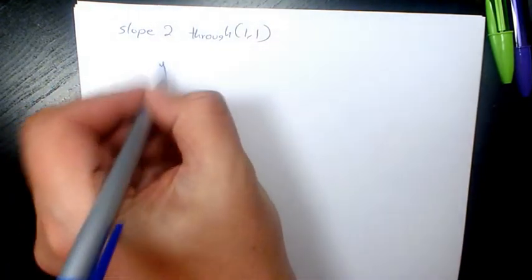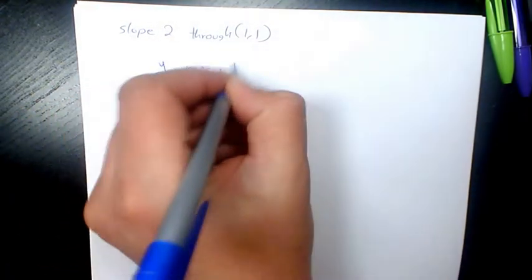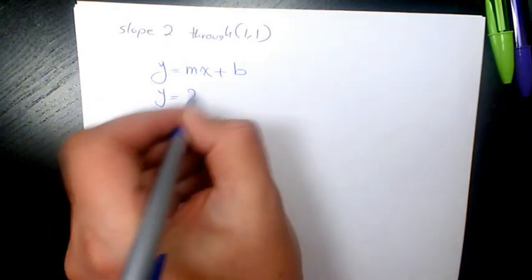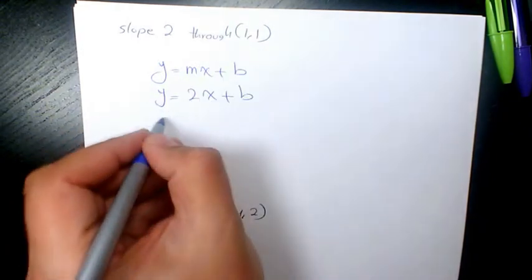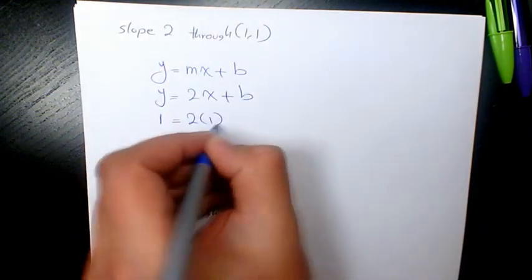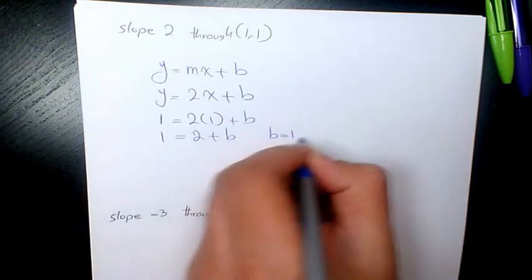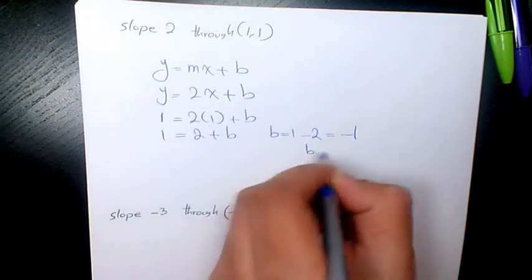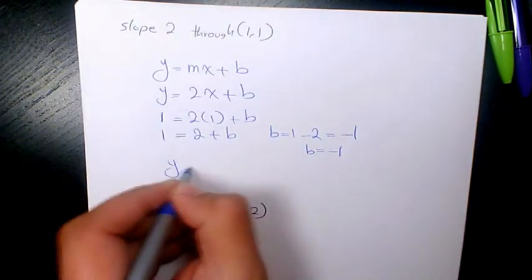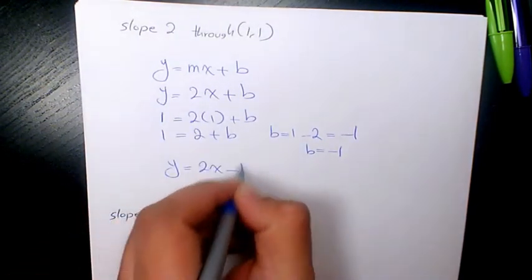Next one, y equals mx plus b. Slope is 2, so it's 2x plus b. When you sub the numbers, y is 1, x is 1. So we have 1 equals 2 plus b. b will be 1 minus 2, which is negative 1. So b is negative 1. So the final equation is going to be 2x minus 1.